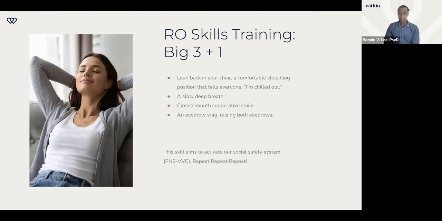So a nice gentle smile, raising the eyebrows, slow deep breath, and leaning your shoulders back, feeling relaxed and comfortable. Again, the idea is that this will activate our parasympathetic nervous system, which activates our social safety system, which signals, hey, I'm open. Although I'm still in control, I'm open and I'm receptive.